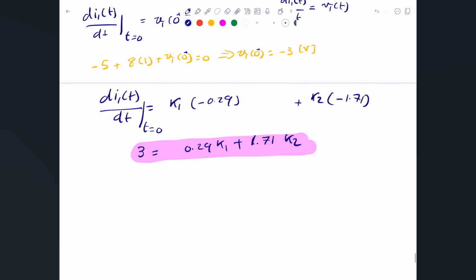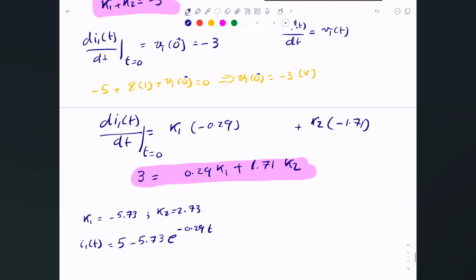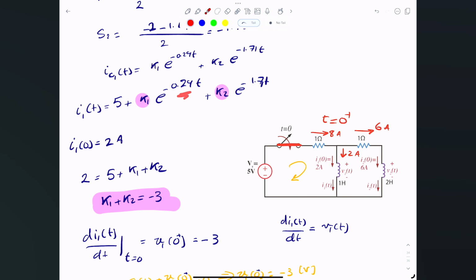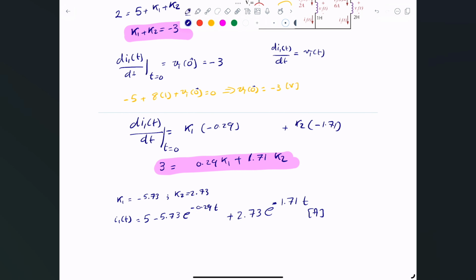That is k1 is negative 5.73, and k2 is simply 2.73. So the solution for I1 of t for that circuit that we've been looking at is 5 minus 5.73 e to the negative 0.29 of t. That's coming from here. I'm just substituting k1 and k2, plus k2, which is 2.73 e to the negative 1.71 of t. And that here is amps for t greater than or equal to 0.